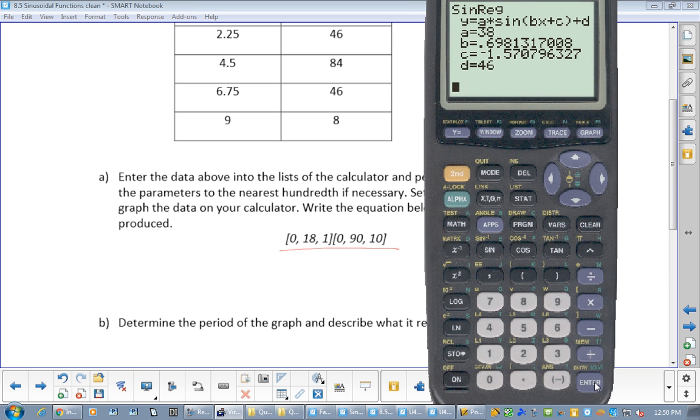B doesn't stand for period, though. We get that by now, right? B stands for really nothing. It helps us find the period, which is 2 pi divided by B will get me that period. What does C give me? Left, right. In this case, it's negative, so it will be going right.